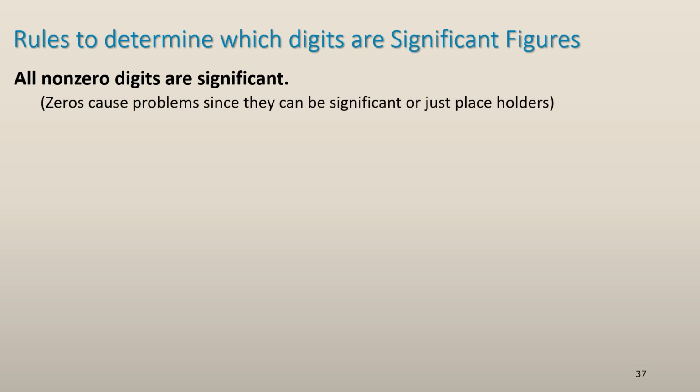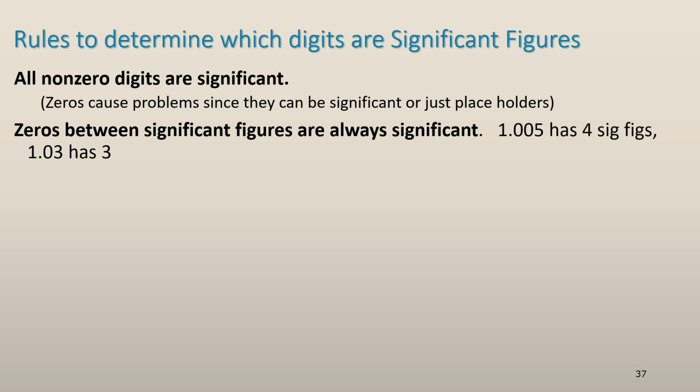Because zeros can be placeholders, or you can imply that, yes, I really did measure it, and I say that digit is a 0. So you really have to understand how zeros work. If a 0 falls between 2 significant digits, then those zeros are also significant. So in this case, 1.005 has 4 significant figures. 1.03 has 3 significant figures. These zeros are significant. They're not just placeholders.